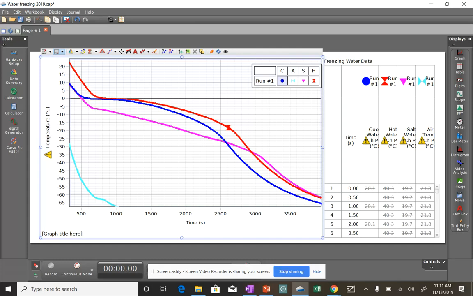If you look at the salt water, it didn't start freezing until around -7, and it finished freezing down here at about -35. So what's the difference in the salt water and the non-salt water? Let's leave it at that.